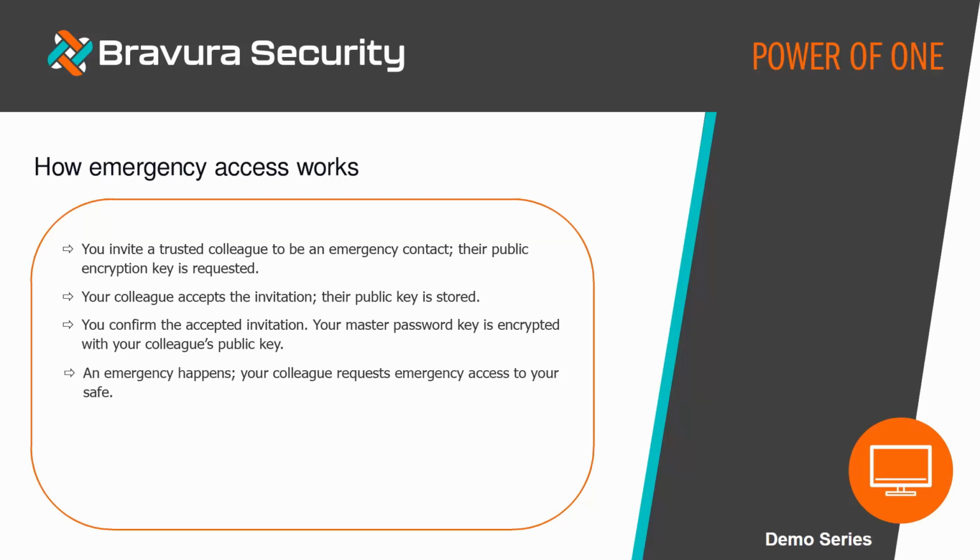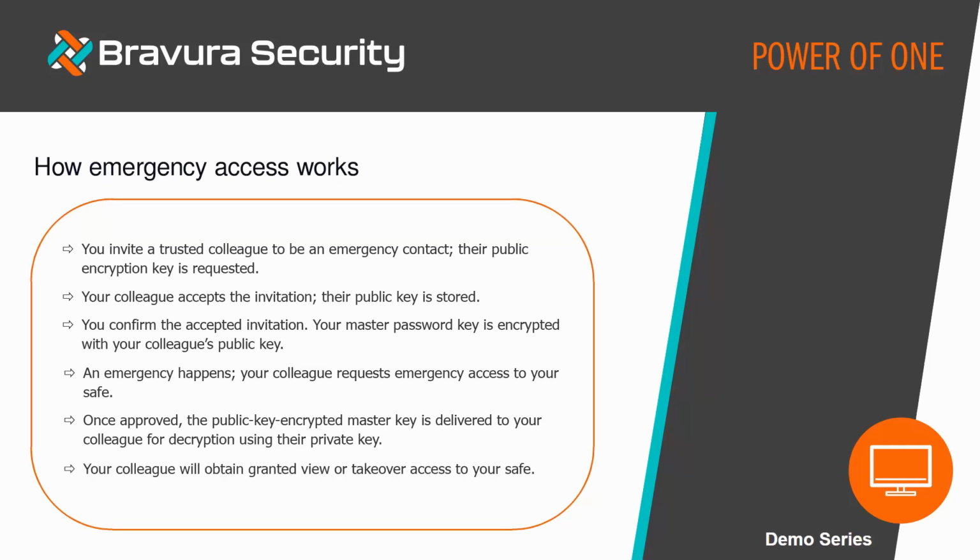An emergency happens and you are absent. Your colleague requests emergency access to your safe. When the specified wait time lapses or you manually approve the request, the public key encrypted master key is delivered to your colleague for decryption using their private key. Depending on your colleague's user access level, they will either get read access to view and use personal items in your safe, or be prompted to create a new master password to take over your safe with full read-write access.